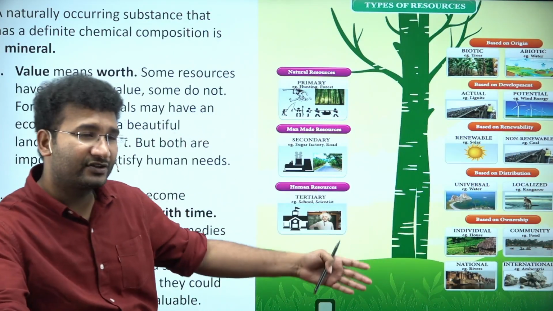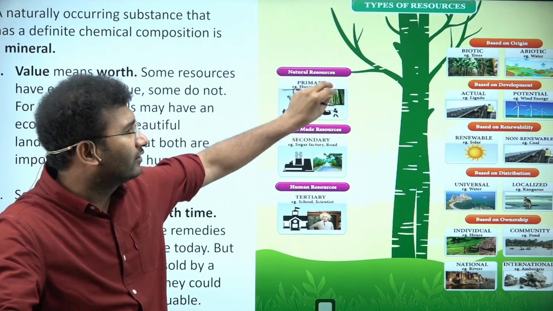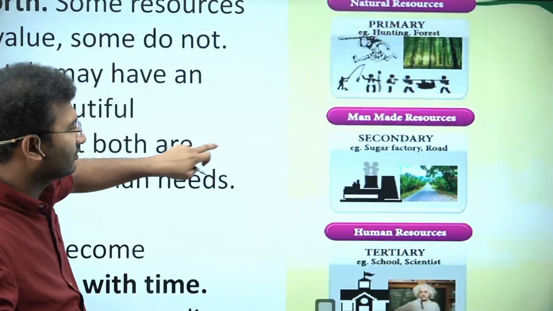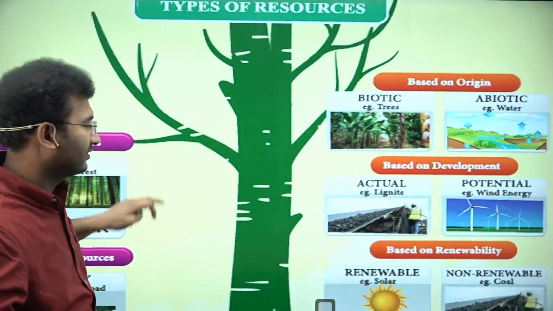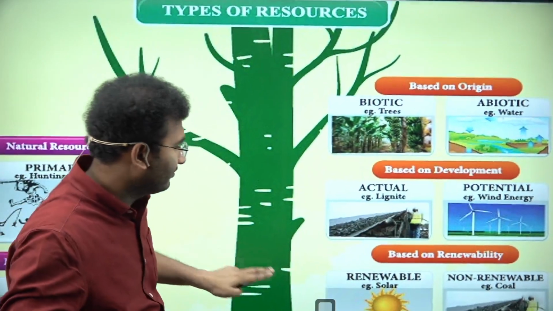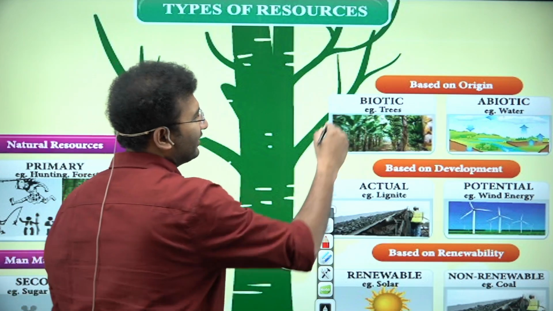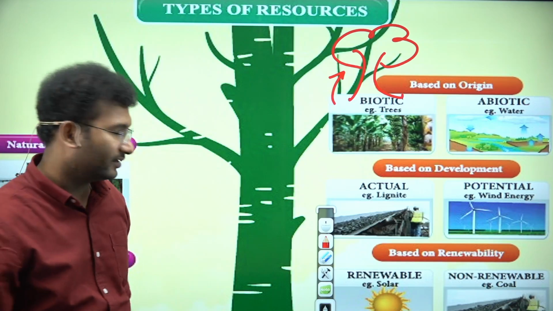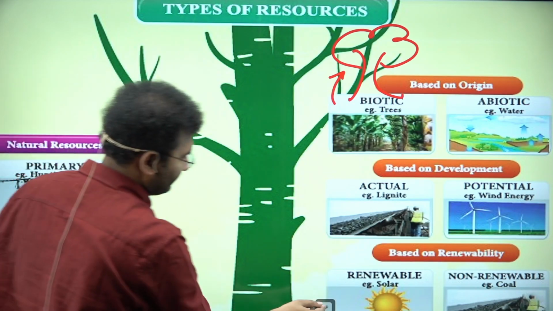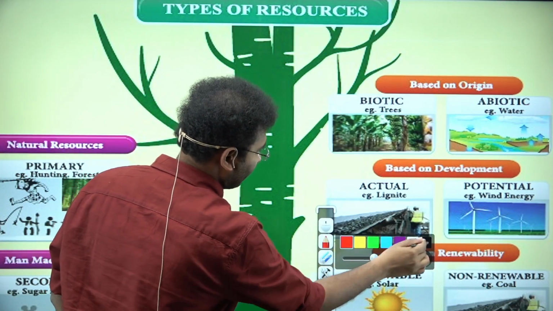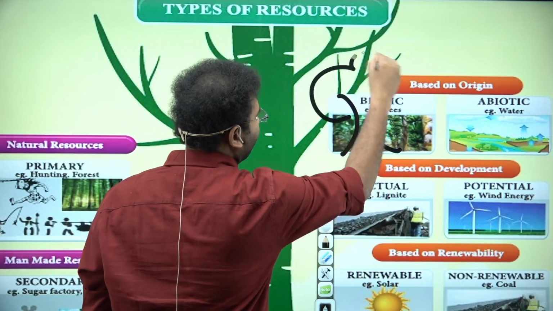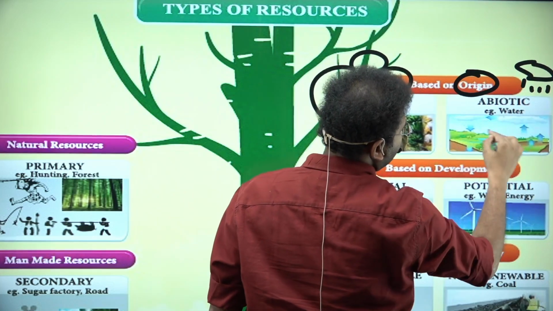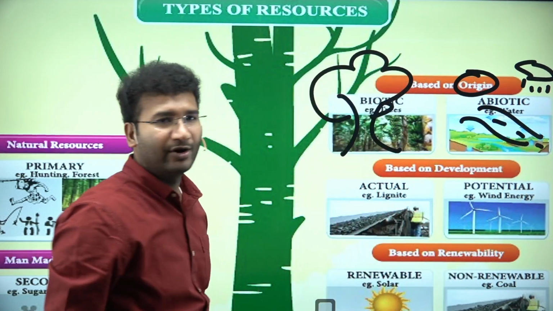And what are the different types of resources that you need to know? Your resources can be divided on the basis of origin. Look, on the basis of origin you can divide the resources into biotic and abiotic. Biotic means a tree can be your biotic resource, right? Look here, a tree can be a biotic resource. This is based on the origin. Water, clouds, these can be your abiotic resources.